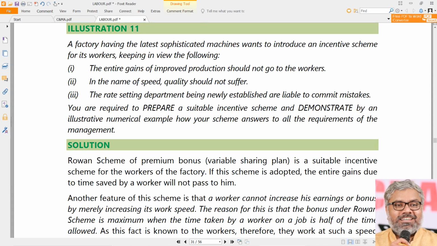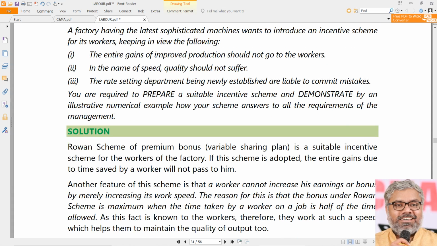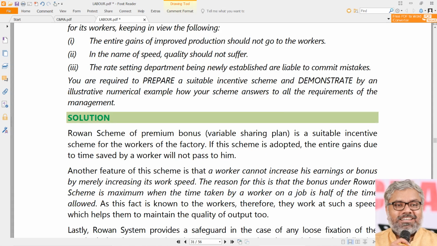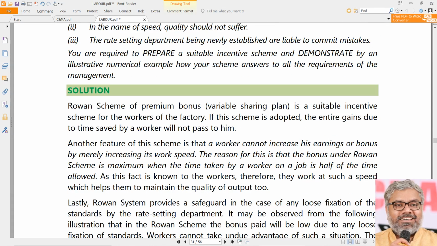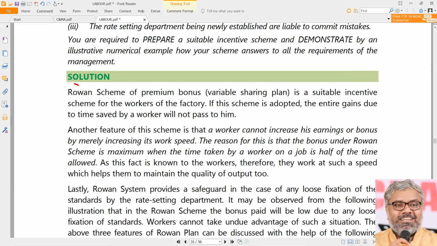We have only two things. We don't have 100 schemes here. We have only Halsey and Rowan. That's all. And we have to demonstrate that one scheme is better than the other, and which is better than the other, that we should know first. Always we have to understand this. We have to prove this point that Rowan scheme is better than Halsey scheme.